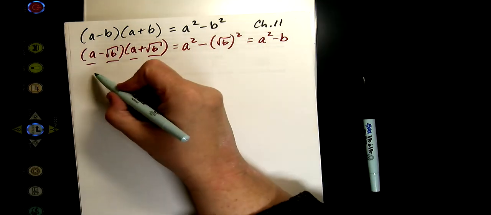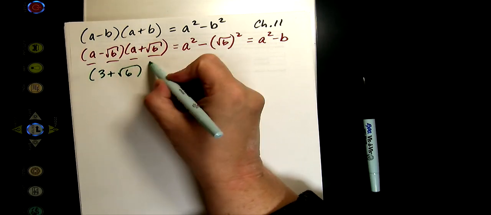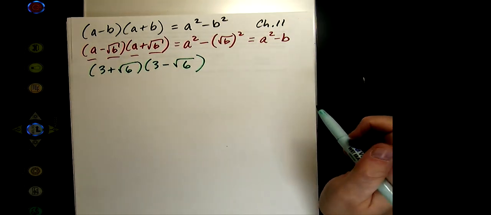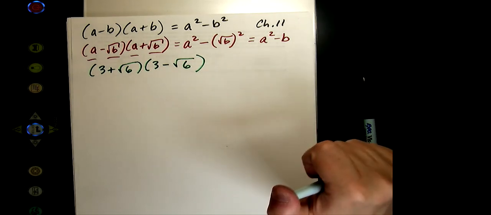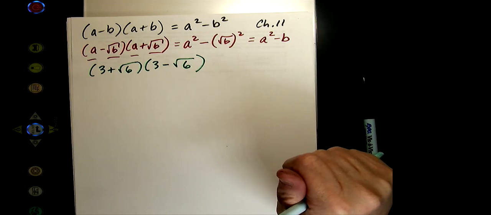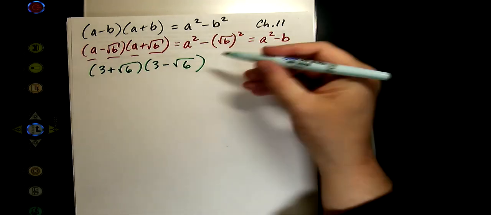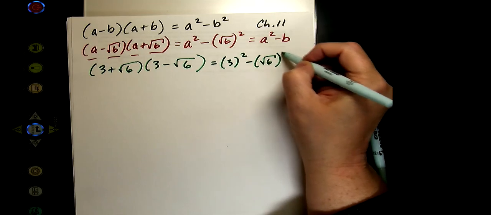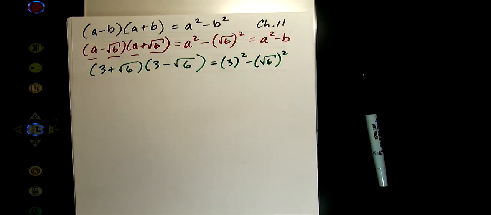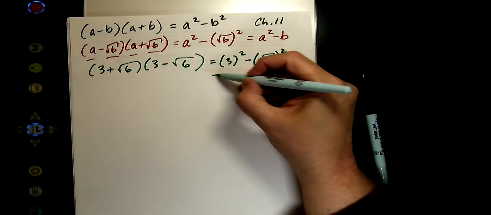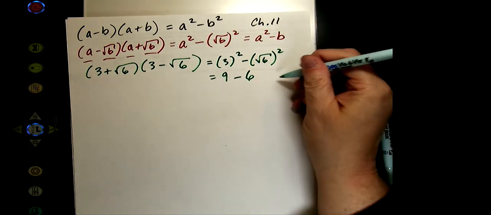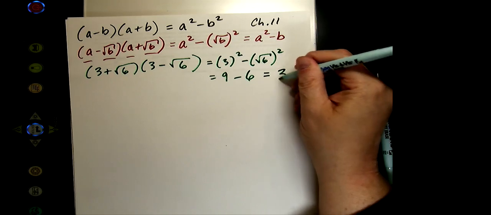So we could have things like 3 plus square root of 6 times 3 minus square root of 6. You can always do that distributing thing, and it gets the same thing as this shortcut. But this shortcut is a lot quicker. This gets us 3 squared minus square root of 6 squared. Three squared is 9. Minus square root of 6 squared is just 6. And 9 minus 6 is 3.